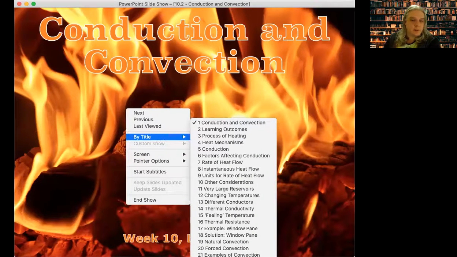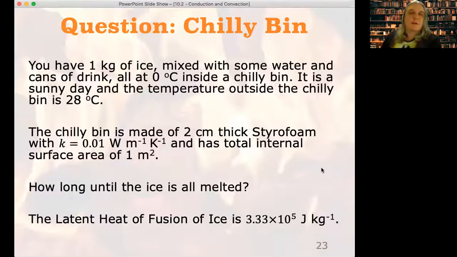We will go straight to the first question, which is about a chili bin or an esky if you're in Australia, or a cooler in the States, or whatever you happen to call it. I'm going to stick with chili bin. You have 1 kilogram of ice mixed with some water and cans of drink, all at 0 degrees Celsius inside a chili bin. So this whole mixture is at 0 degrees Celsius. It's a sunny day and the temperature outside the chili bin is 28 degrees Celsius.